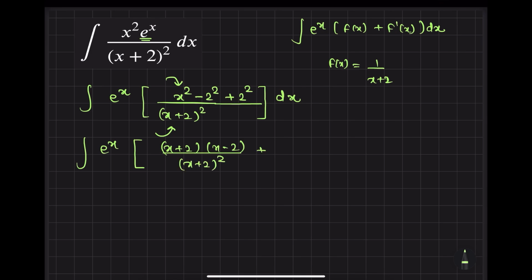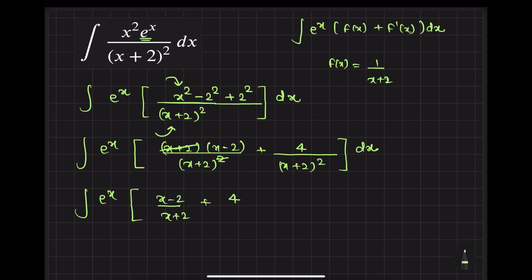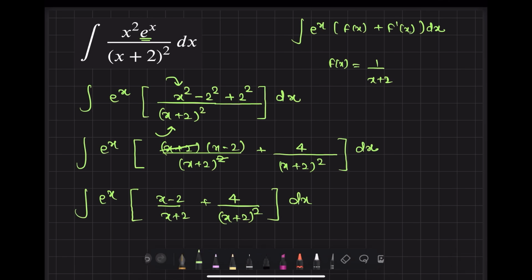So this is 4 by x plus 2 whole square. You cannot manage everything, but at least you can manage something. So look at this, this thing is gone. So you got e power x with x minus 2 by x plus 2 plus 4 by x plus 2 whole square. Now let's verify whether we are eligible to apply this formula or not.